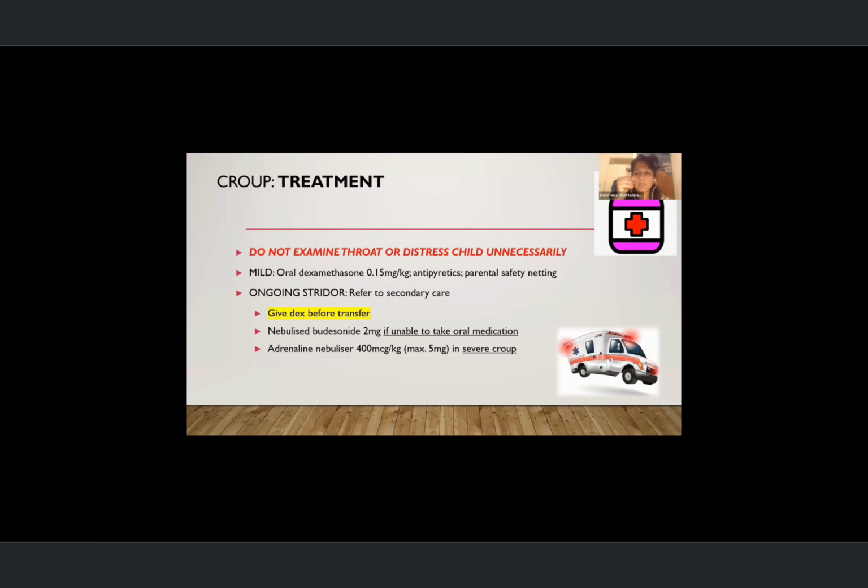So if you are referring to pediatrics in hospital, if the child hasn't already had it, give them a dose of dexamethasone before transfer. If they can't take oral medication, they might need nebulized budesonide, but I'm not sure if that will be available to a lot of you. If they are in severe distress, then an adrenaline nebulizer works very effectively, but the effects wear off quite quickly as well. So the child does need to be transferred in an ambulance with a paramedic crew.